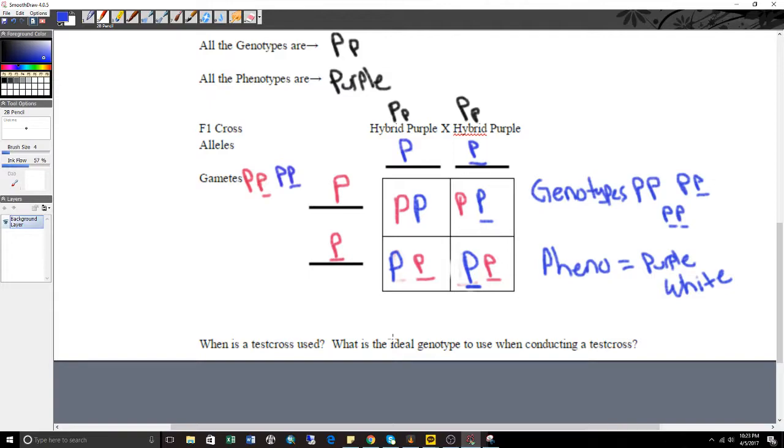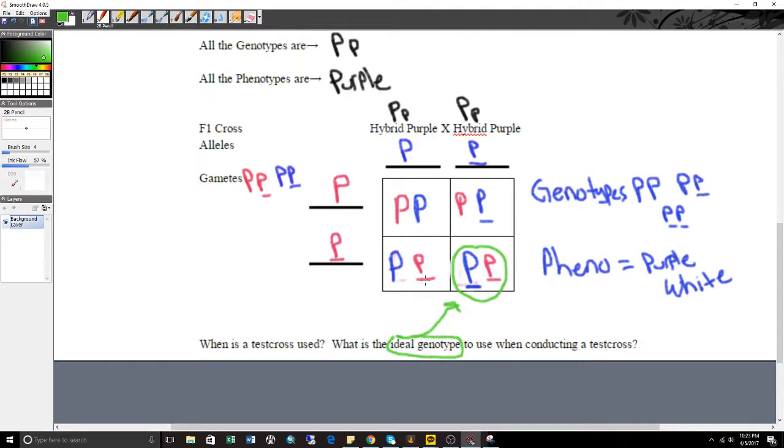So now, when is a test cross used? Well, it's used to determine an unknown genotype. And what is the ideal genotype to use when conducting a test cross? Well, the ideal genotype to use is homozygous recessive. And why is that? Because if it's white and it's homozygous recessive, you already know the genotype, right? Two little p's. Now, if it was dominant, it could either be homozygous dominant with two capital P's or heterozygous with a capital P, lowercase p.